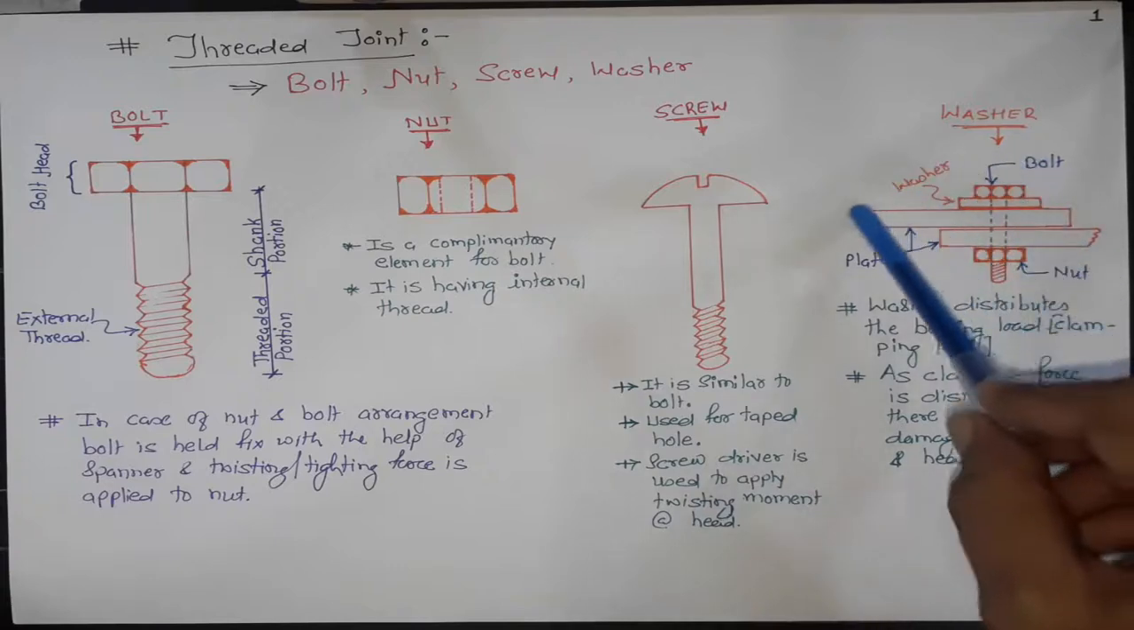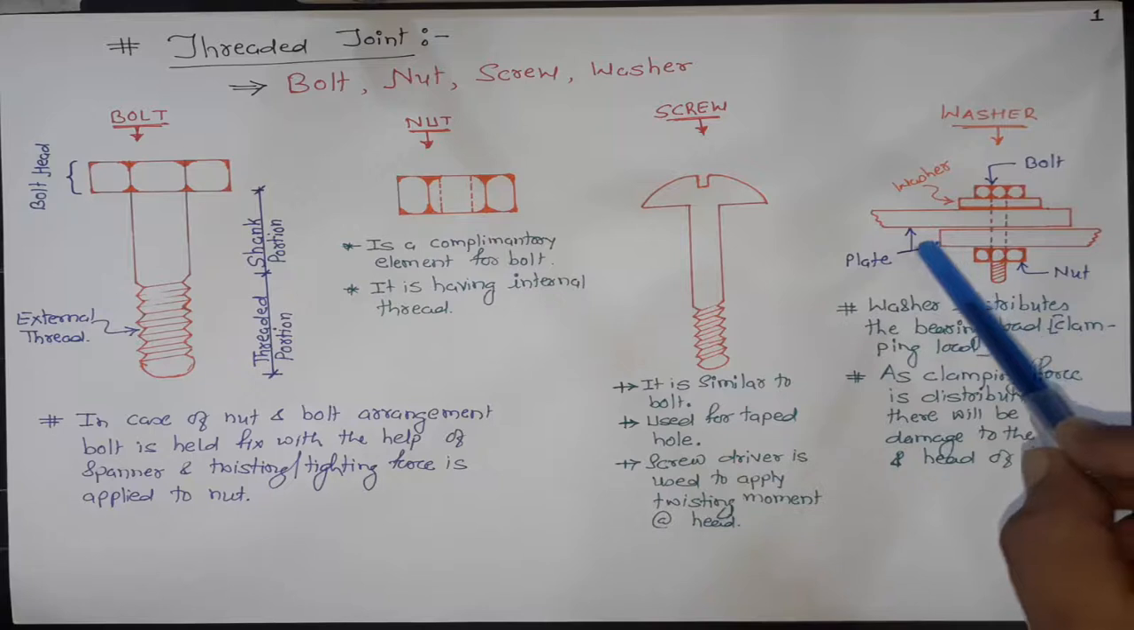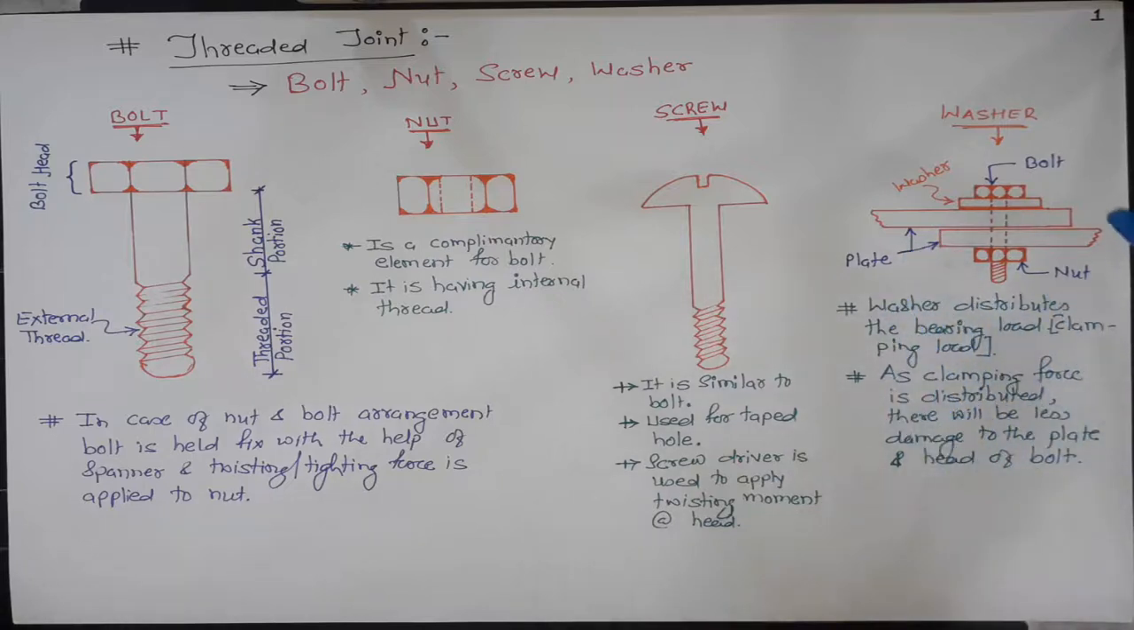This is a particular bolt connection. This is known as a washer. Washer distributes the bearing force or clamping force applied by the bolt on the plate. As the clamping force is distributed, there will be less damage to the plate and the head of the bolt.